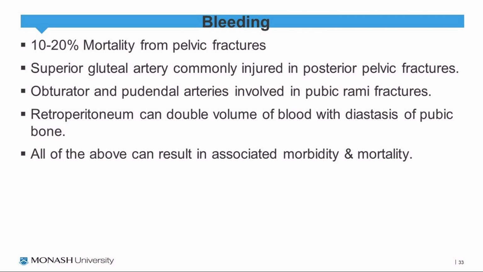Hemorrhage can cause up to 10 to 20% of mortality in pelvic fractures, and the reason being that the superior gluteal artery can be commonly injured in posterior pelvic fractures. In addition, the obturator and pudendal arteries can be involved in pubic rami fractures, and the retroperitoneum can hold up to double the volume of blood with diastasis of the pelvic bone. All of the above can result in associated morbidity and mortality.